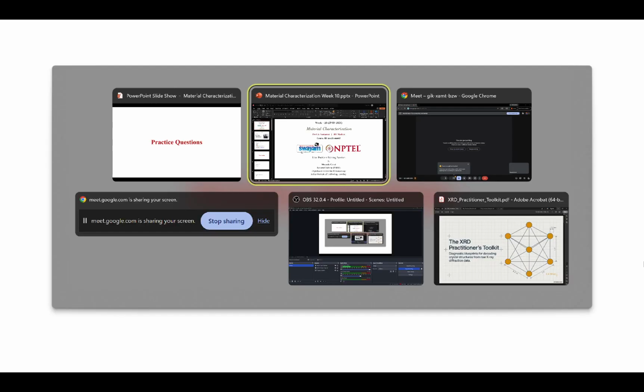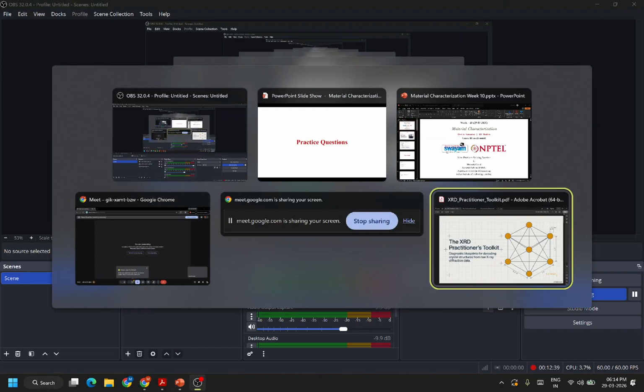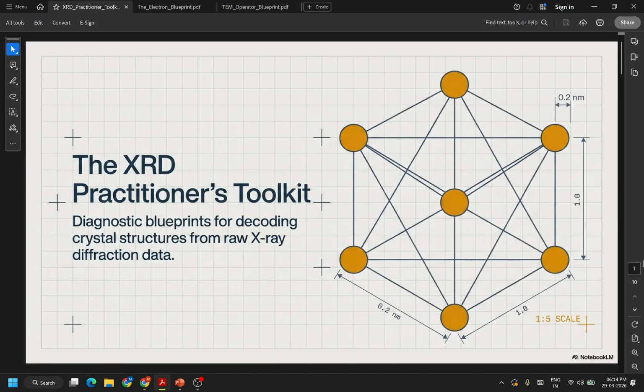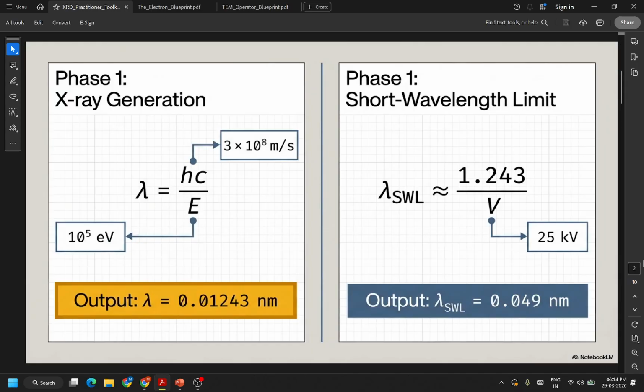So first I will give an overview. So let's revise what we studied in XRD. So first we studied the X-ray generation. So the wavelength of X-rays is given by the acceleration energy, which uses the formula lambda equals hc by e. And using this formula, we calculate the short wavelength limit, which is lambda SW equal to 1.243 by V.